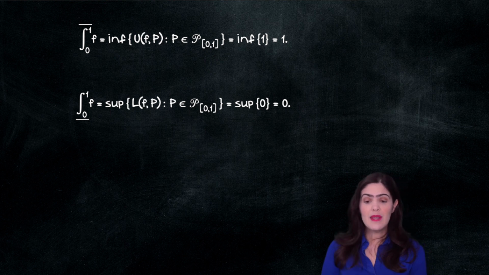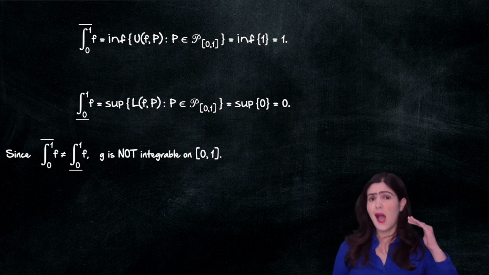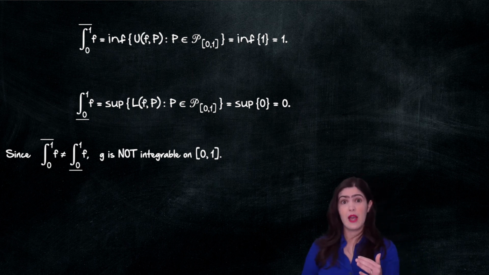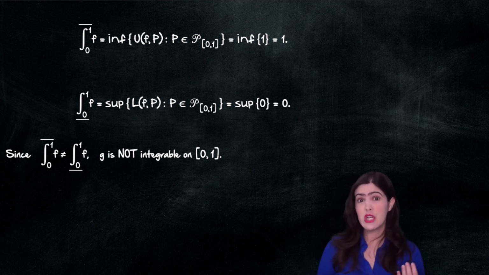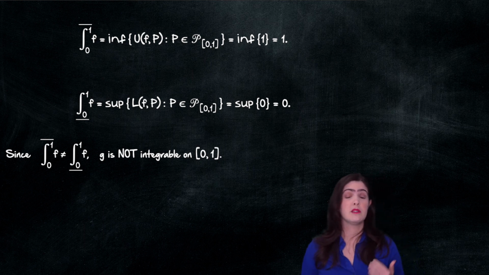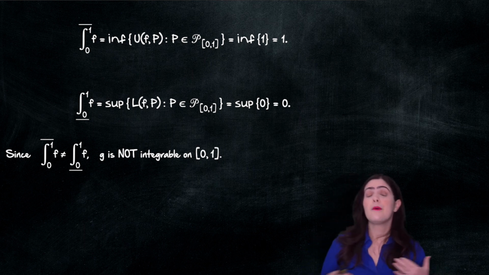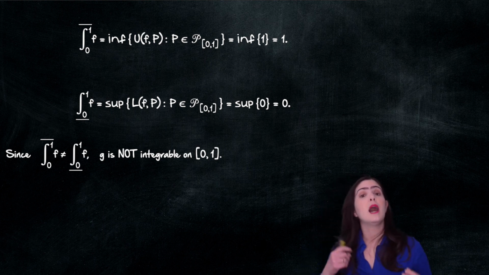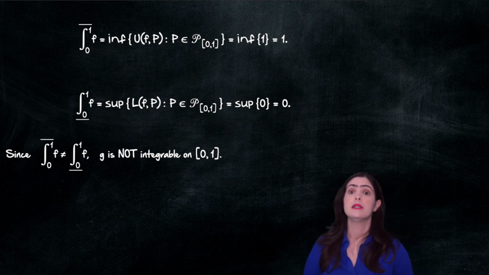Very good. So now we can see that the upper integral is different from the lower integral. And that means that my function g is not integrable on the interval 0, 1. Because remember, the definition of not being integrable is precisely that the upper and the lower integrals are different.